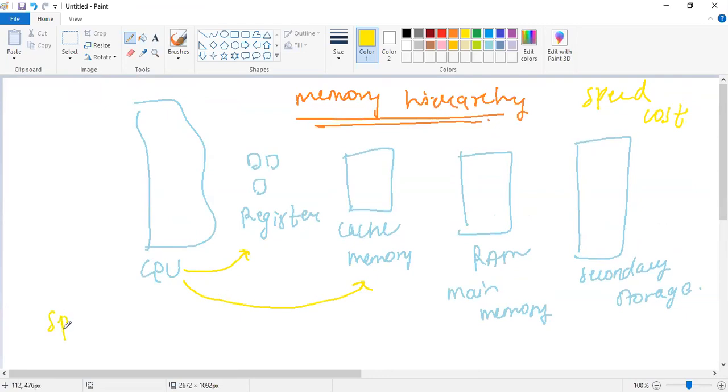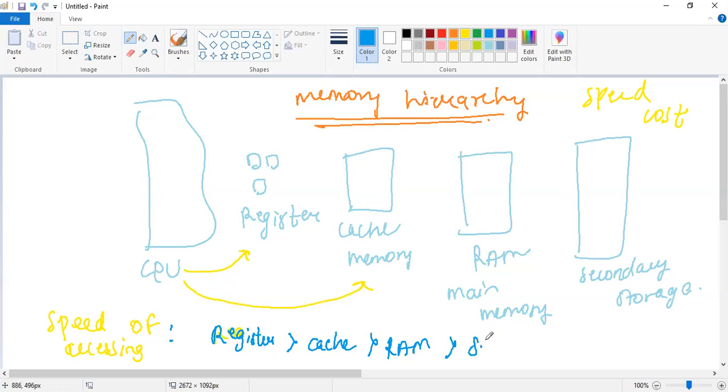Okay, so if you observe the speed of accessing, first it will be register, then cache, then RAM, then secondary.